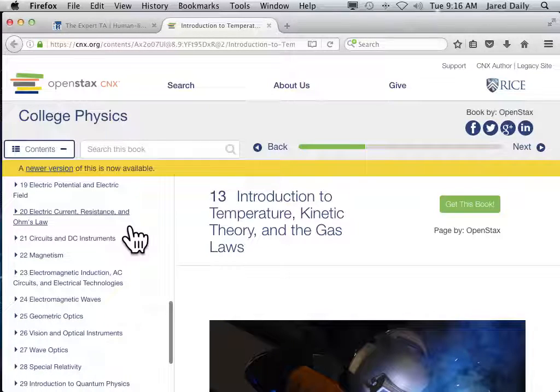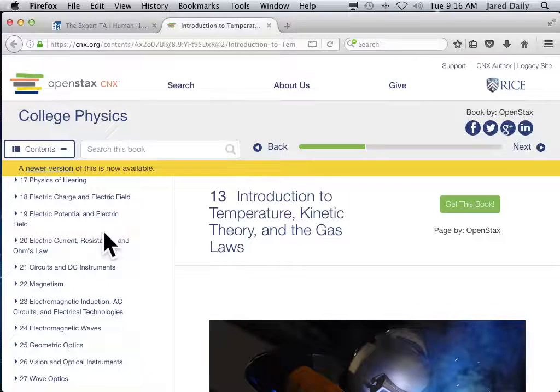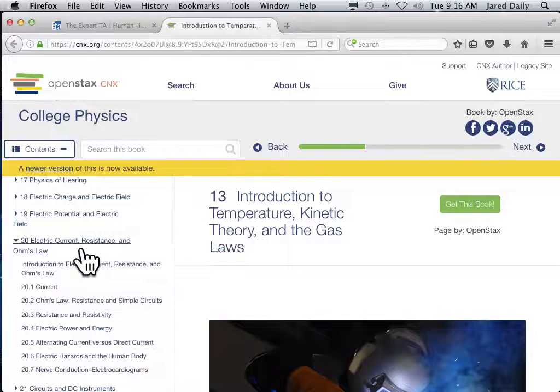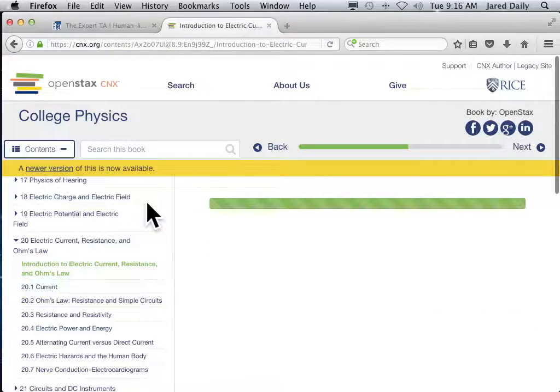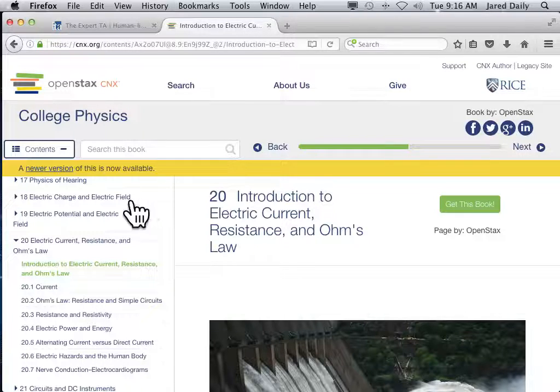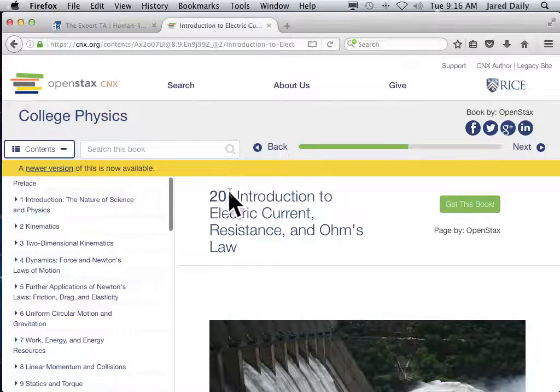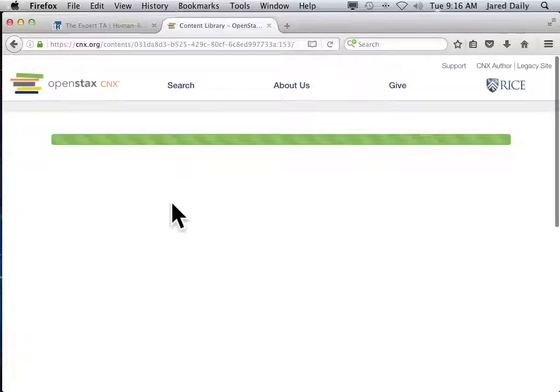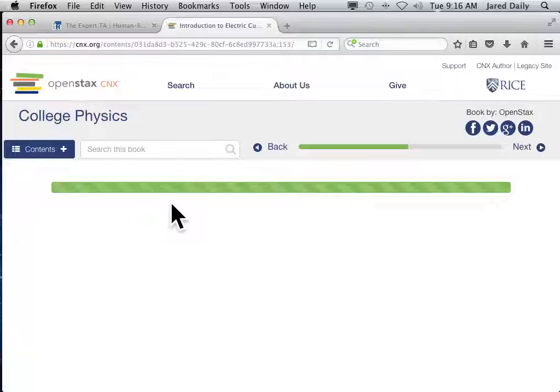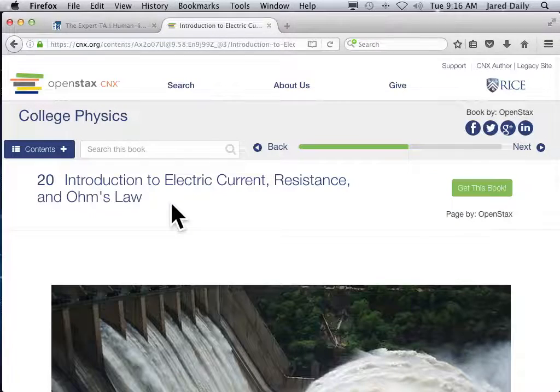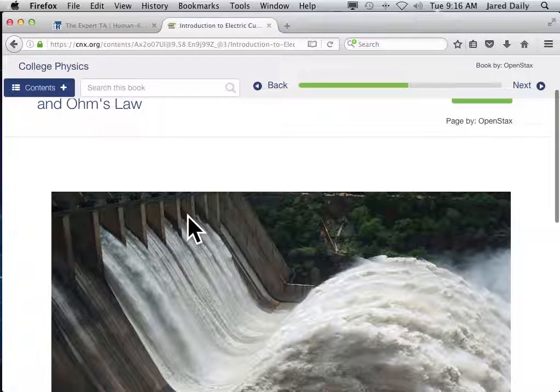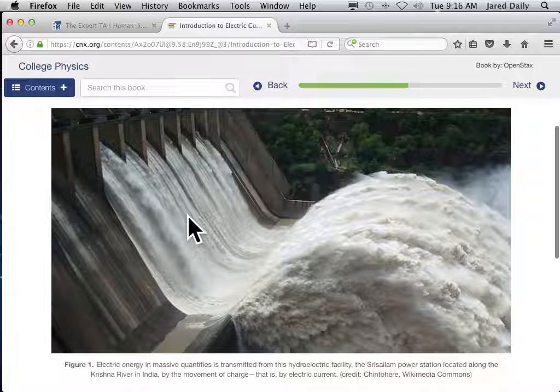Okay, so that is our first test in a couple weeks here. We are moving on to chapter 20. We're going to move into a more practical. We started learning about capacitors, which are quite practical. Now we're going to move into electric current, resistance, and Ohm's law, which is continuing in that vein of practical thinking when it comes to electronics and electrical stuff.